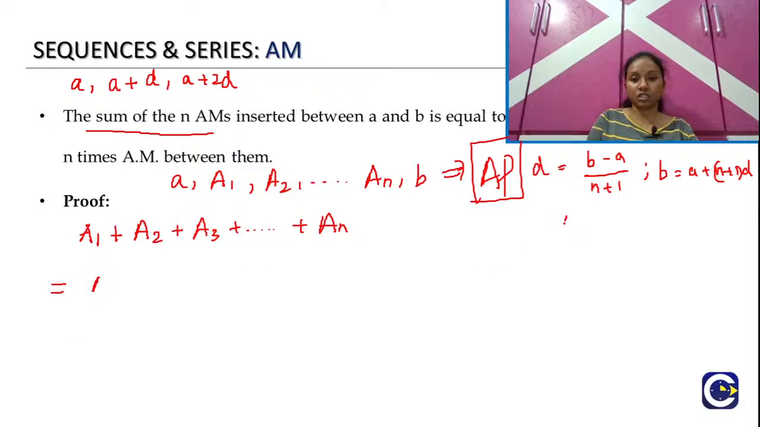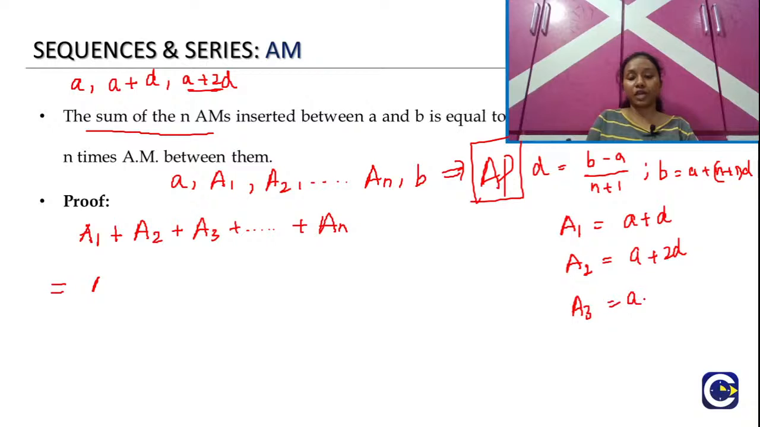So let me write it here. My capital A1, which is the second term in my AP, will be equal to A plus D. Then my second A2, as it's a third term, will be equal to A plus 2D. And then A3 will be equal to A plus 3D. So likewise until AN, AN will be equal to A plus ND.